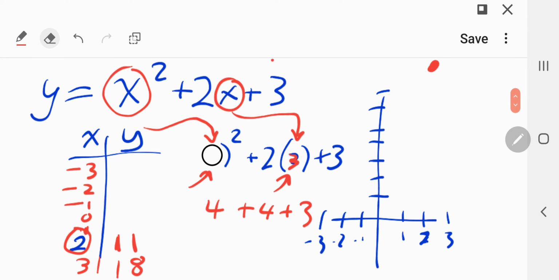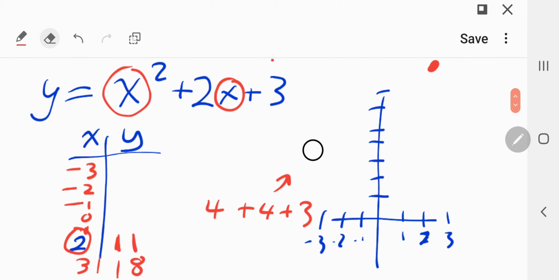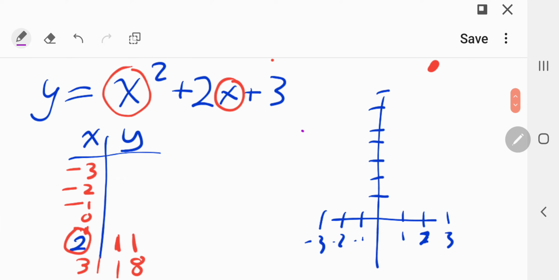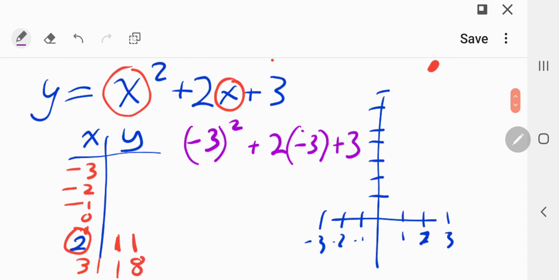You have to use parentheses around your negative numbers when you substitute them in, or else your calculator will give you the wrong answer. That's terrible. I hate wrong answer calculators. Negative 3 times negative 3 is positive 9. That's the magic of quadratics right there. Positive became a negative became a positive.